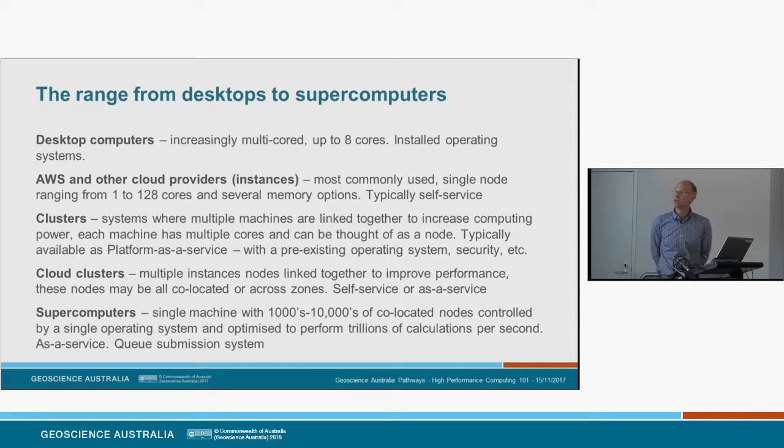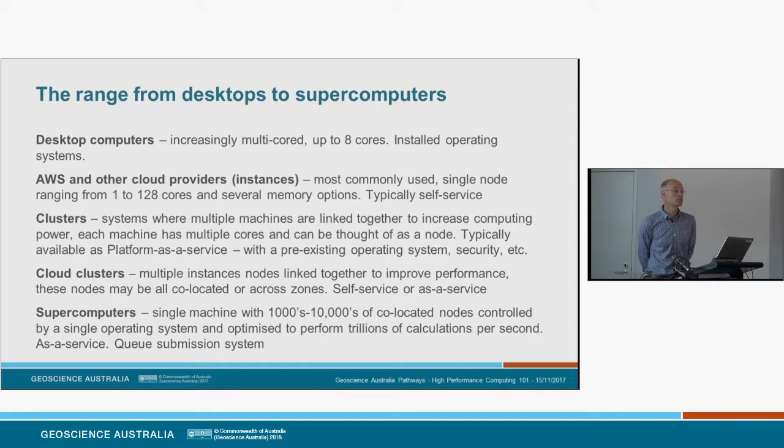Now, with the recent ICT work, we've been moving to cloud. And when we talk about cloud, GA is primarily using Amazon Web Services, or AWS. There are a number of different cloud providers. Most often when we talk about using these cloud providers, we're talking about using a single instance. And instances are the equivalent of a single node. So again, we're talking about a single processing unit.